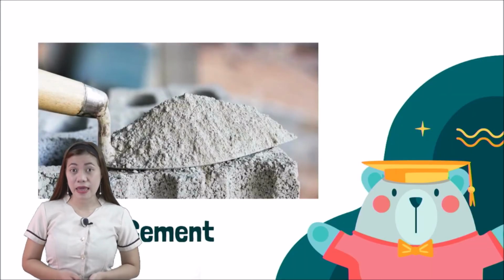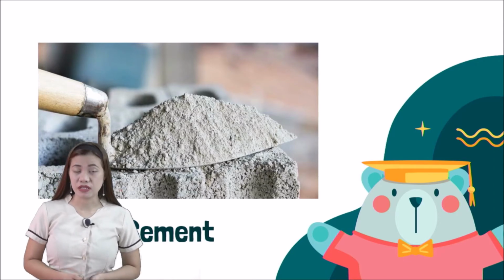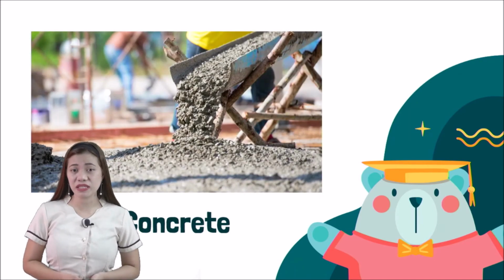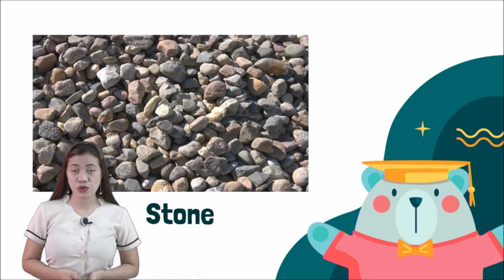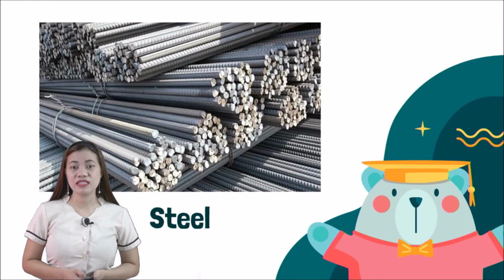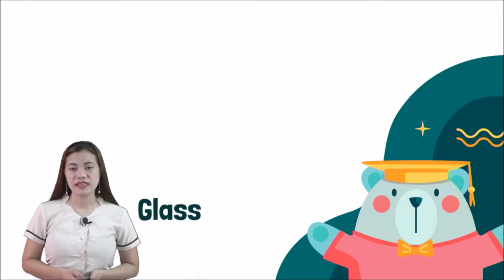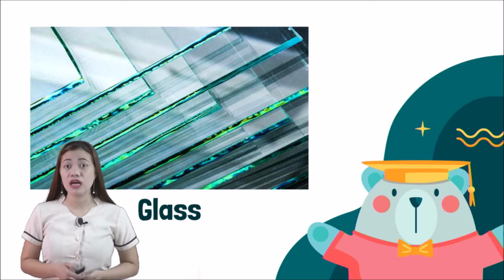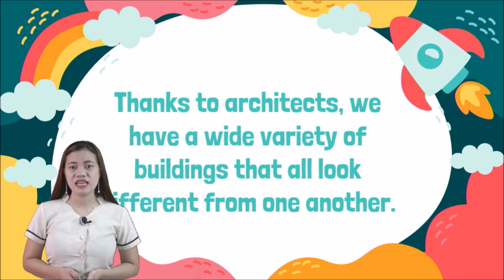So try to look at this picture, kids. This is cement. We can use this to build buildings, okay? And then the next one, we have concrete. It is also used to build buildings. Next, we have stone. Of course, they need stones to build a building. And then next, we have steel. And then the last one, we have glass. Okay, so those are a few materials that the architects use to build buildings. Thanks to architects, we have a wide variety of buildings that all look different from one another.